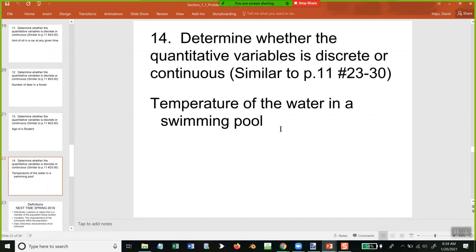How about temperature of the water in a swimming pool? Is that discrete or continuous? Continuous. Yeah, it's not exactly 90 degrees, 80, whatever the temperature is in the swimming pool. It's not exactly 80 or 70. You know, it's 70.1, 70.3. So you can measure it finer and finer.